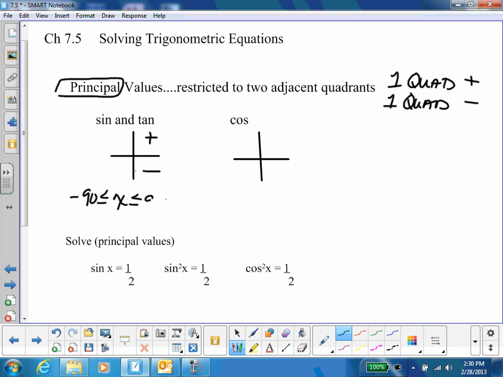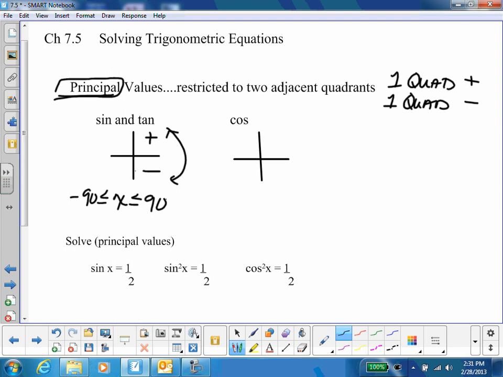90 and positive 90. So when I'm talking about principal values, the solutions that I get, my answers, fall between negative 90 and positive 90. In other words, don't tell me it's 270, because 270 doesn't fall into that domain. Does that make sense? Even though negative 90 is the same thing as 270 degrees, we want our answer to fall between negative 90 and positive 90. Okay? So we're using these two quadrants.